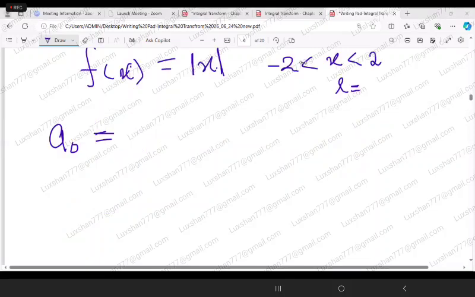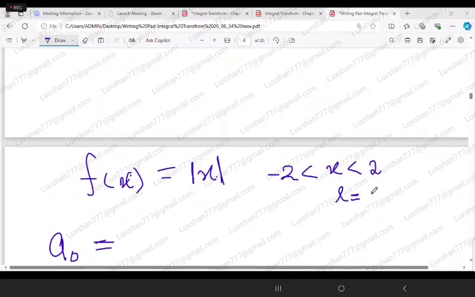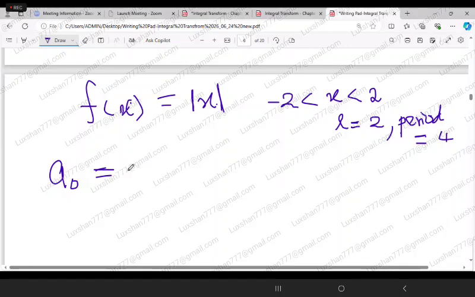Yes, L is equal to 2. What is the period? Period is 4. Right, good. So a naught is equal to, according to the definition, 1 over L, so 1 over 2, integral from minus 2 to plus 2.